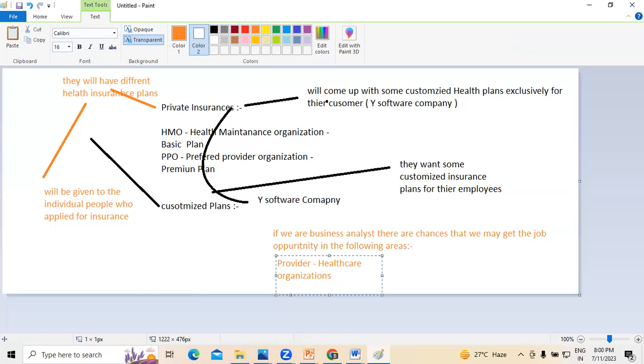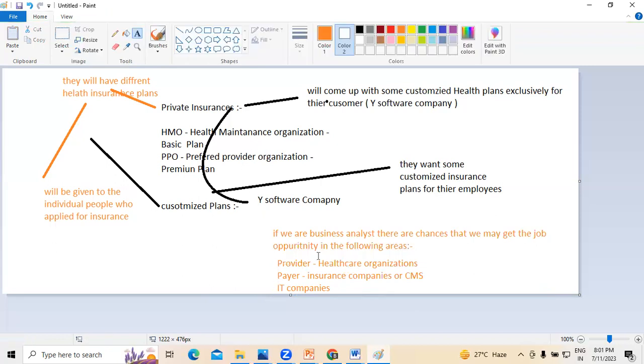Point number two, we may get job opportunities in the payer, means insurance companies, or CMS, Center for Medicare and Medicaid Services. This is point number two. Or we may get job opportunities in IT companies also. Understood? Clear?